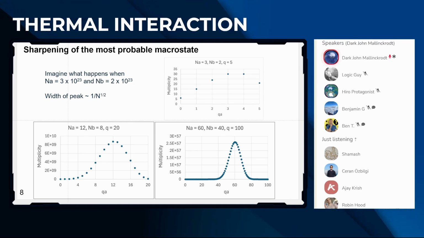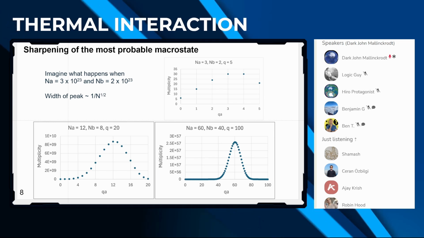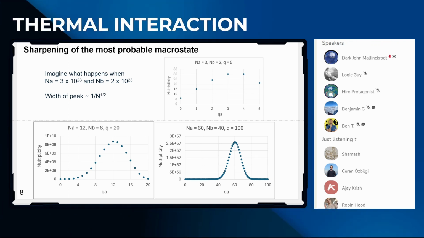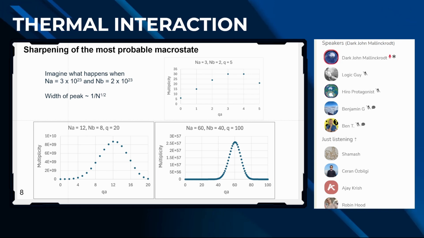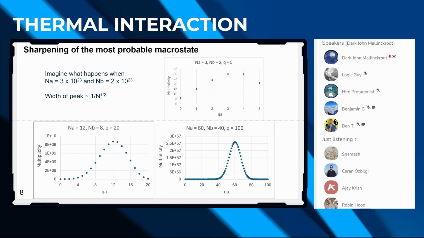Did I say that right? I shouldn't have said it. What I meant to say was Q over n to the 1/2. It's the total number of units of energy divided by n to the 1/2. So if I take the 100 units of energy and divide by 100 to the 1/2, that's 10. I get 10. The width of that peak should be something like 10.